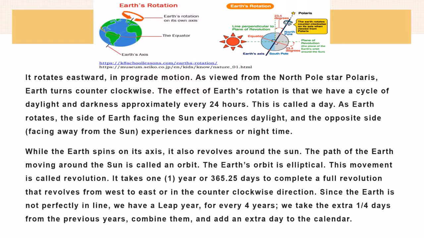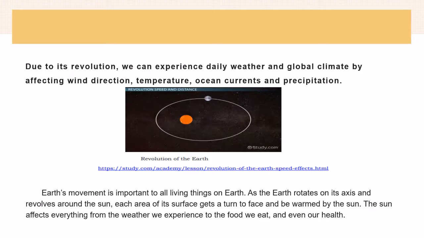Since the Earth is not perfectly inclined, we have a leap year for every 4 years. We take the extra 1/4 days from the previous years, combine them, and add an extra day to the calendar. Due to its revolution, we can experience daily weather and global climate by affecting wind direction, temperature, ocean currents, and precipitation. Earth's movement is important to all living things on Earth.